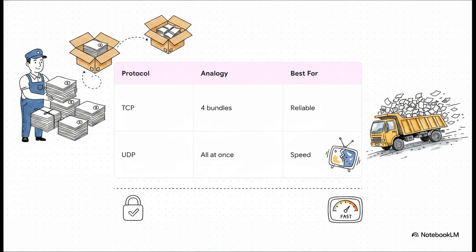This perfectly illustrates the reliable TCP protocol, breaking data into smaller segments to ensure every piece arrives safely. On the flip side, if we just wanted pure speed and didn't care about losing a few pages, we'd use UDP. That's like tossing all 400 loose pages into a truck and hitting the gas. That's what your computer uses for real-time video streaming, where speed easily beats perfect accuracy.